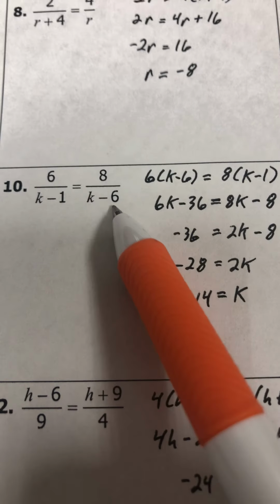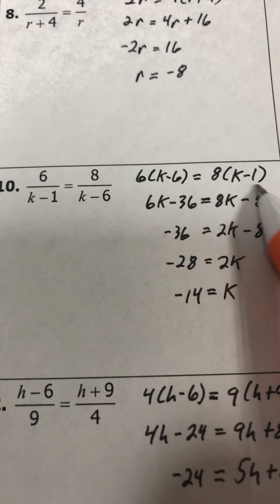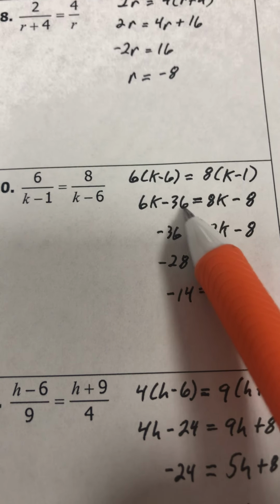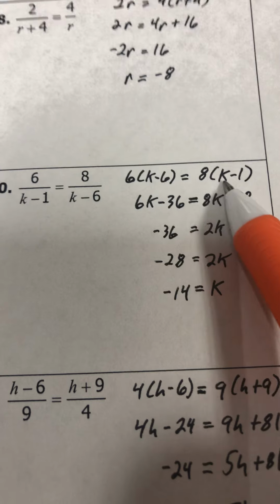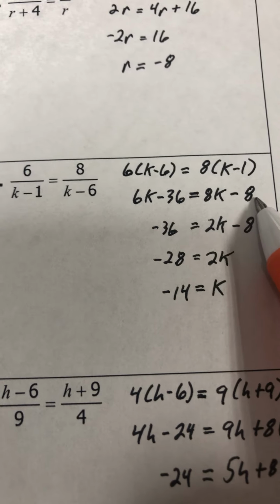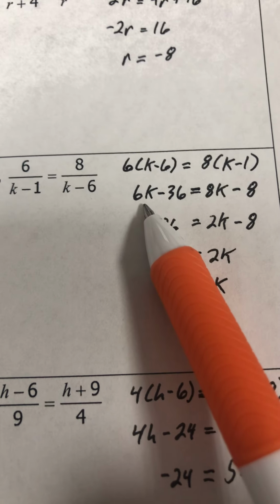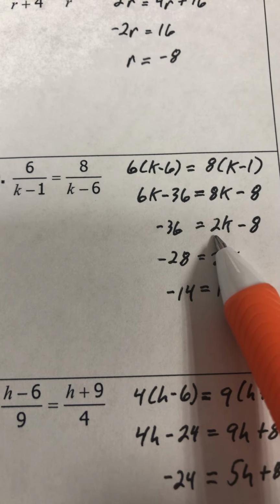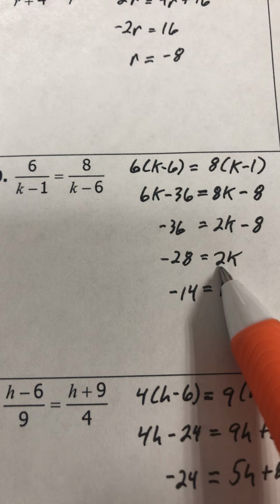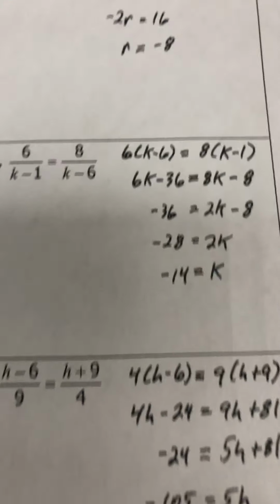6 times k minus 6 looks like this. 8 times k minus 1 looks like this. 6 times k is 6k. 6 times negative 6 is negative 36. 8 times k is 8k. 8 times negative 1 is negative 8. I ended up subtracting 6k from both sides. I add 8 to both sides. I divide both sides by 2. Negative 14 equals k.